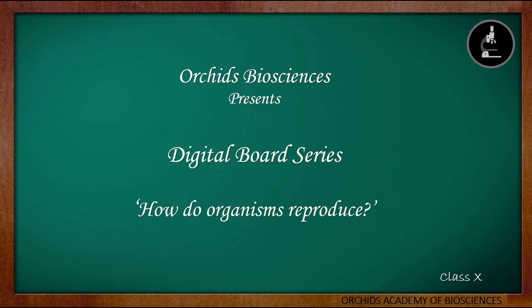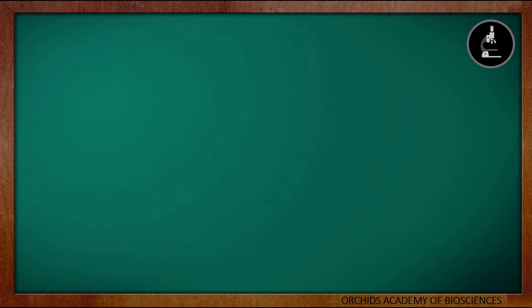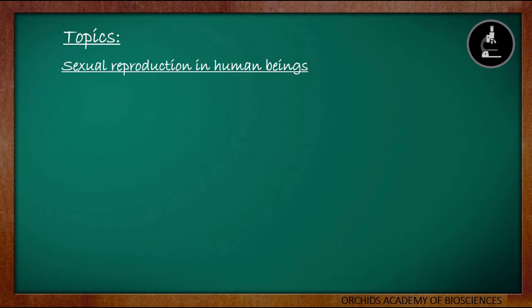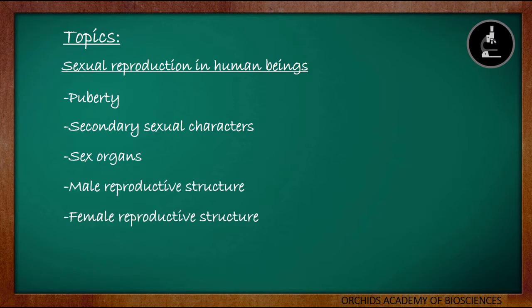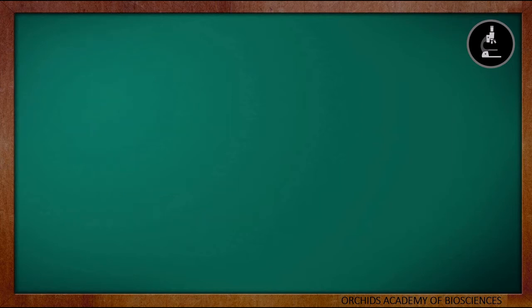In this video, we will discuss sexual reproduction in human beings, in which we will discuss the following topics. We will discuss what is puberty and the various secondary sexual characters that appear during puberty. Then we will discuss the primary and secondary sex organs. After that, we will discuss the male reproductive system and the female reproductive system, both in detail. So let's start with sexual reproduction in human beings.